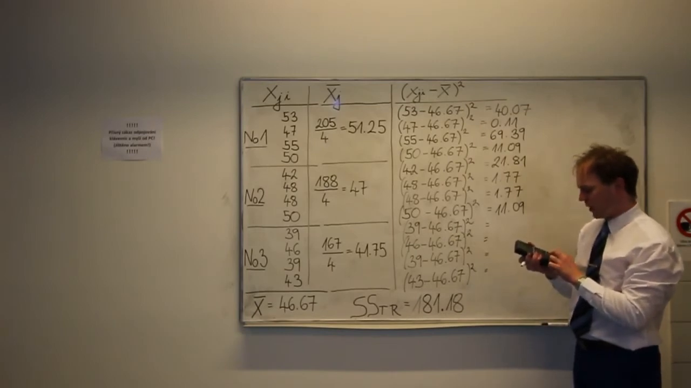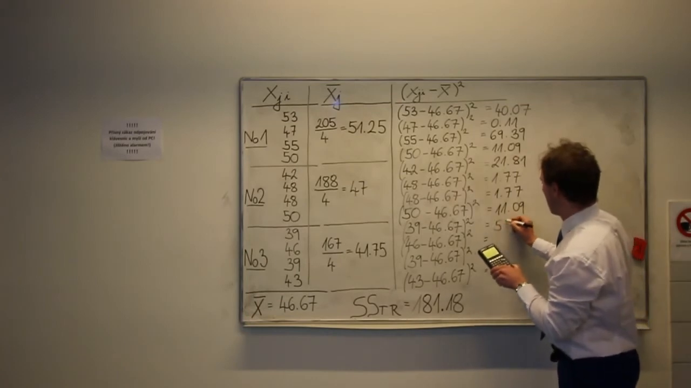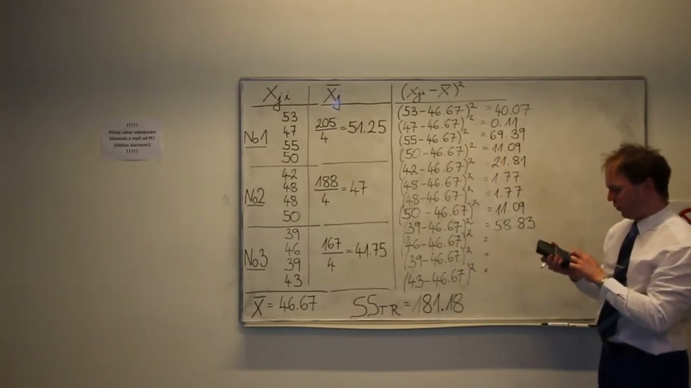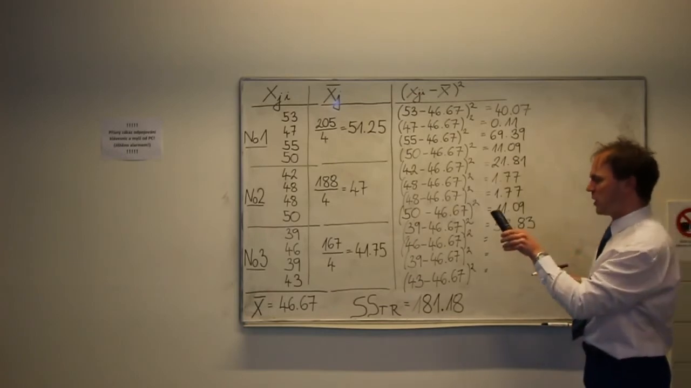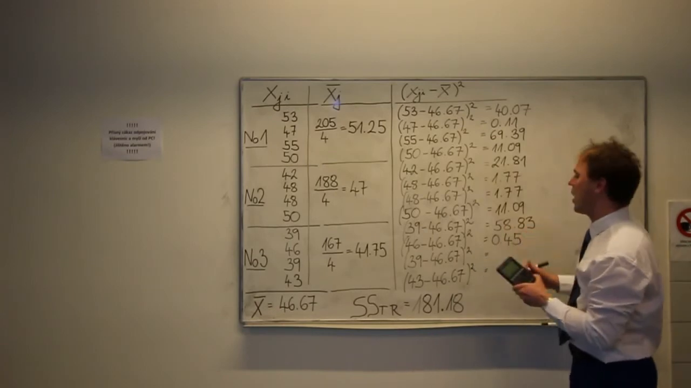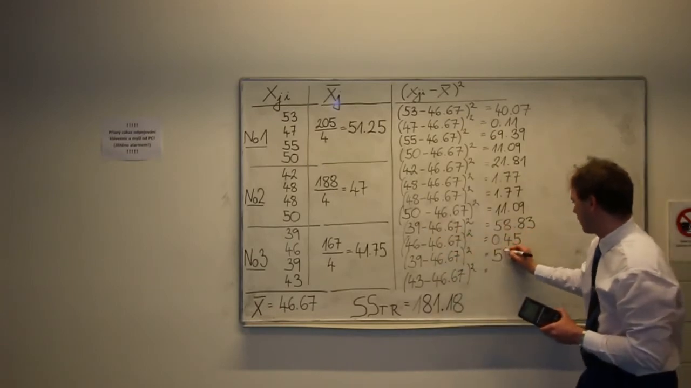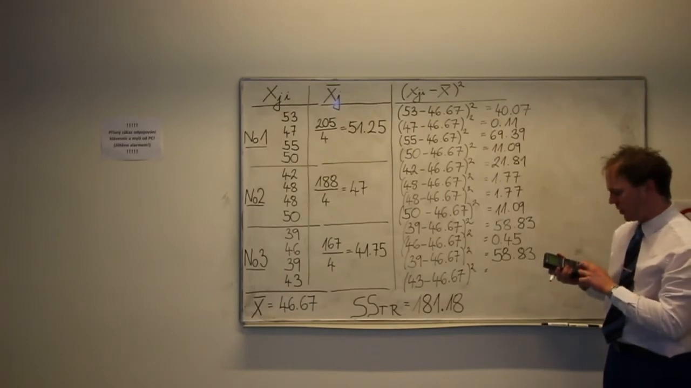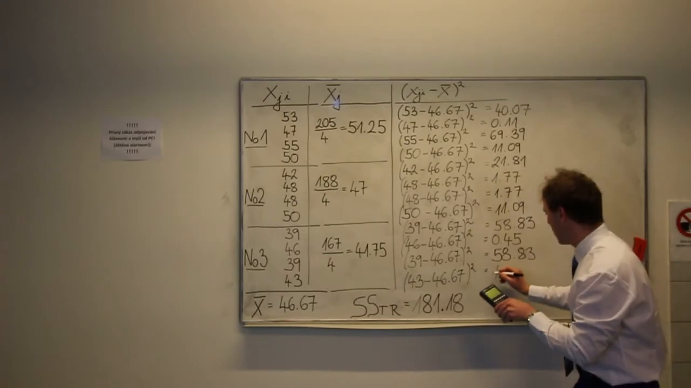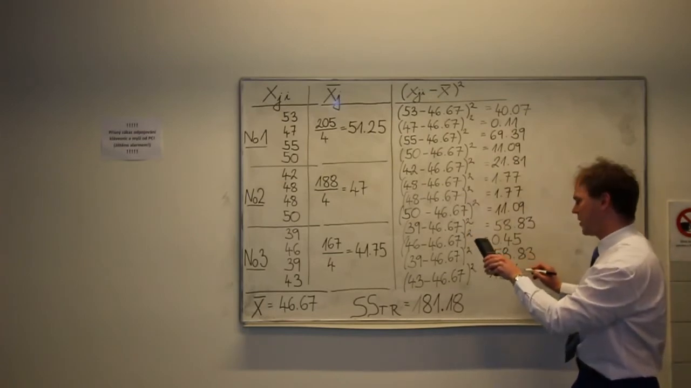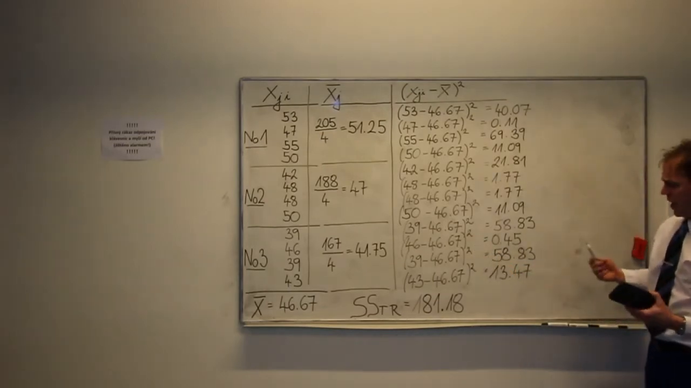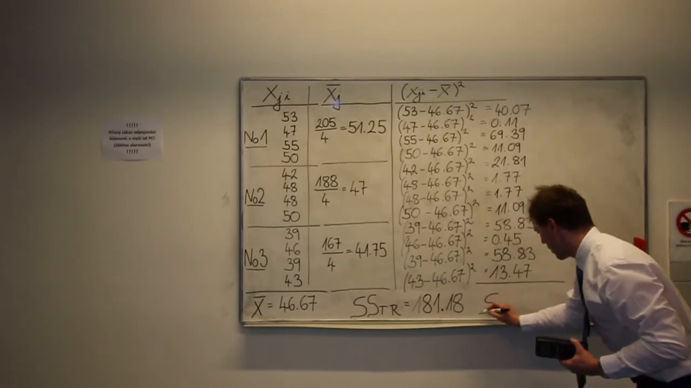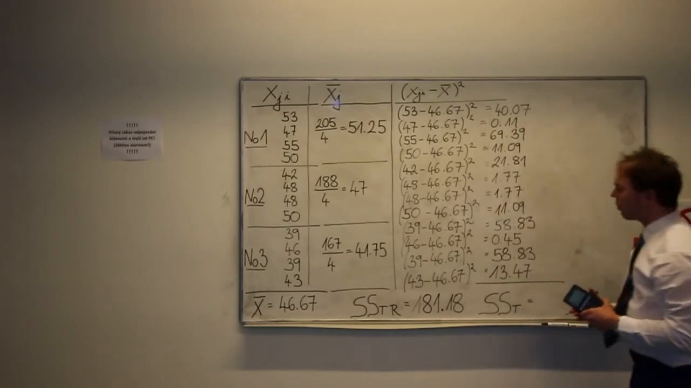39 minus 46.67 squared, 58.83. 46 minus 46.67 squared is 0.45. 39, 58.83, and the last value, 43 minus 46.67 squared, 13.47. Okay, so 12 values, and the summation of these 12 values will be the sum of squares, the total sum of squares.